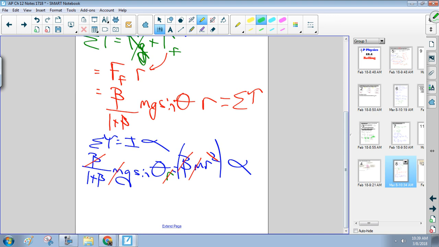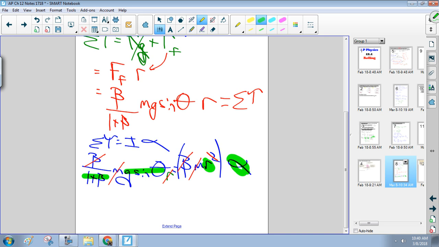So let me highlight what we're left with. You've got R alpha equals g sine theta over 1 plus beta. What's R alpha? Acceleration. Oh, it's g sine theta over 1 plus beta. Same thing we got before. How did you know that was? It's a jumper equation. R alpha is always a.